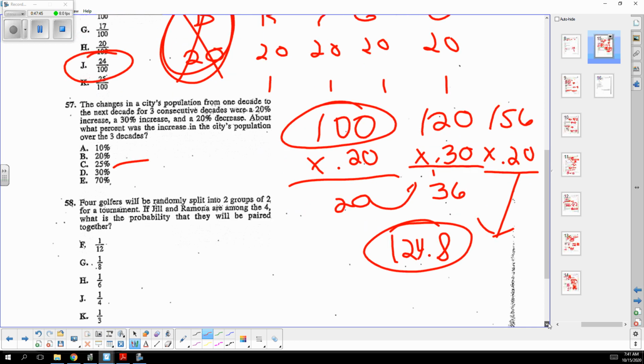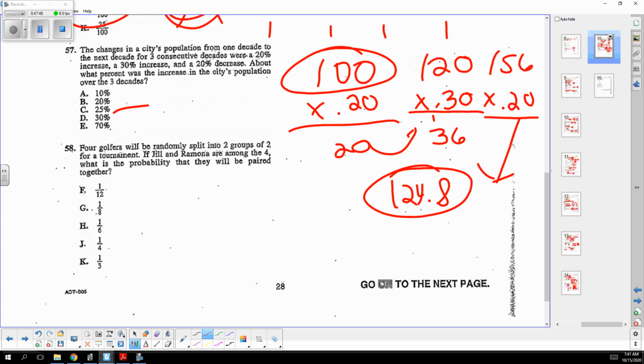Here we go, there's 4 golfers. I think I tried to talk about this yesterday. So if Jill is one of them, what is the chance that she'll be paired up when they choose teams with Ramona? Well, she's got 3 choices for her team, and how many of them are Ramona?